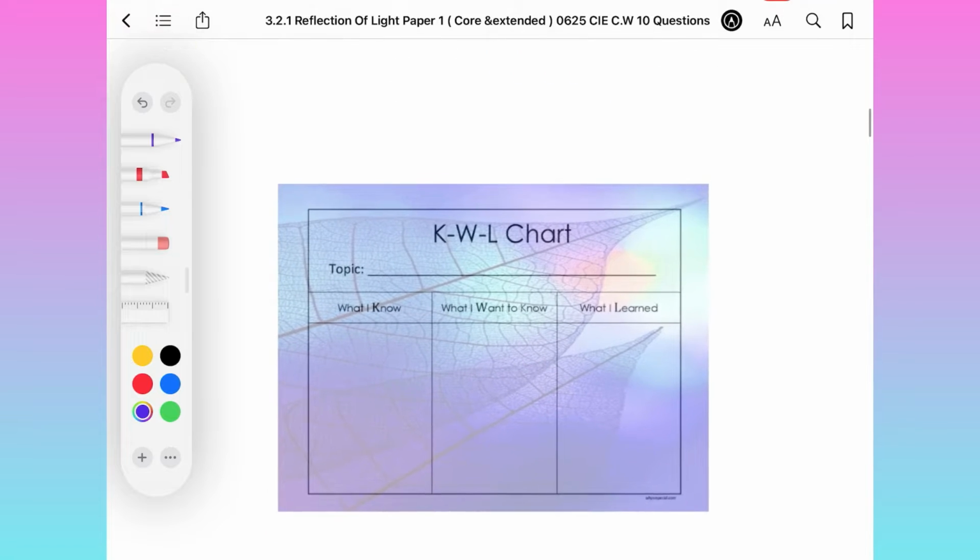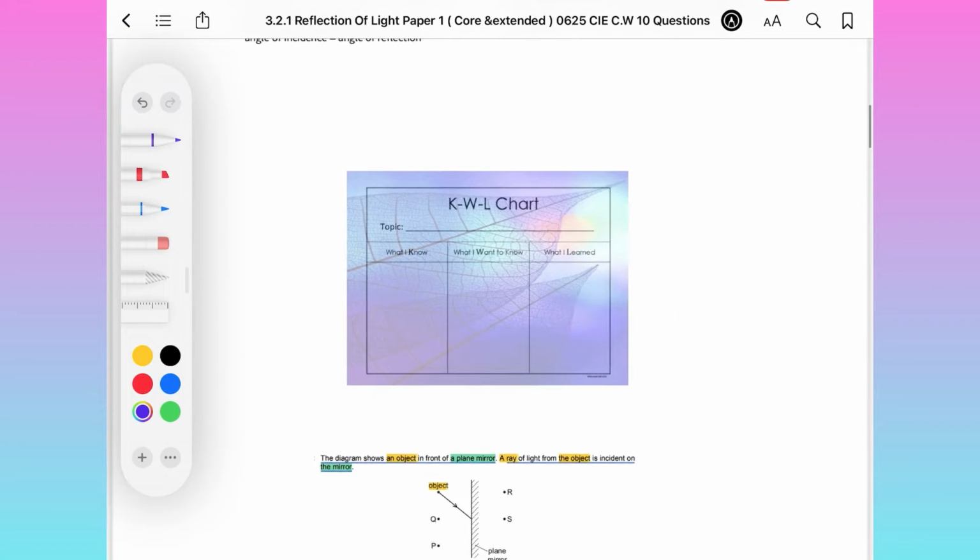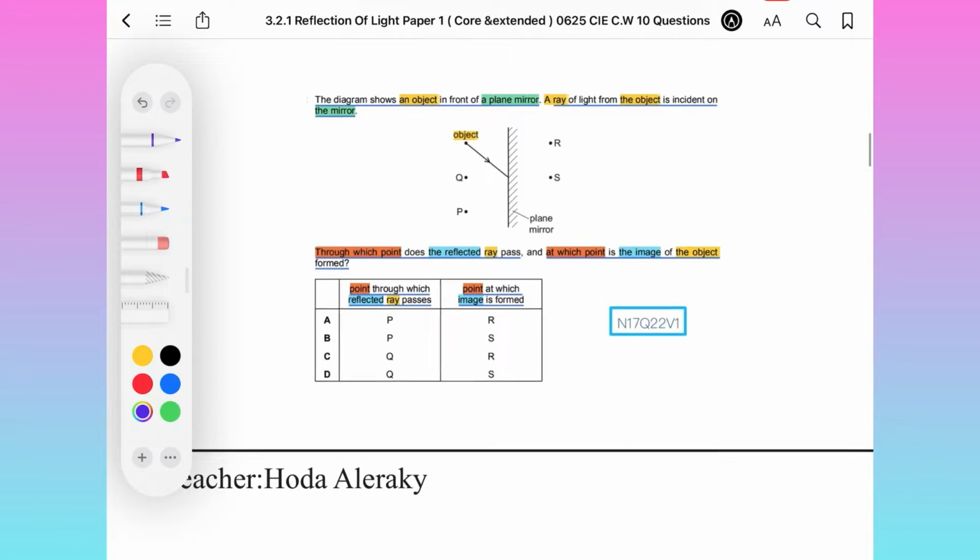We are going to discuss reflection of light, and we have paper 1 questions. Please write down as usual the KWL chart: what do you know about reflection, what you want to know, and at the end what did you learn. Let's start by discussing the first question we have here.